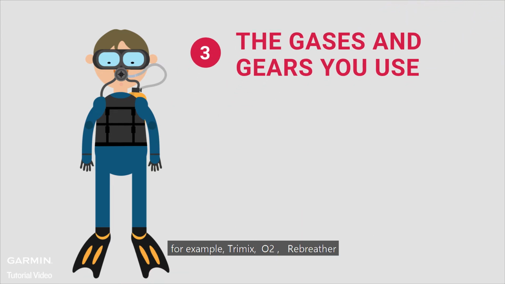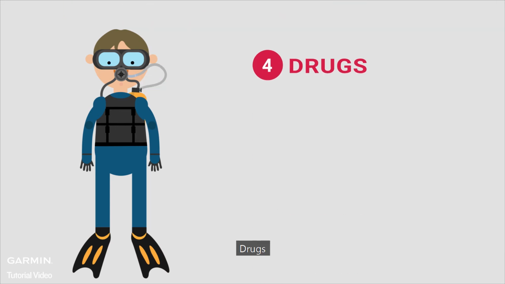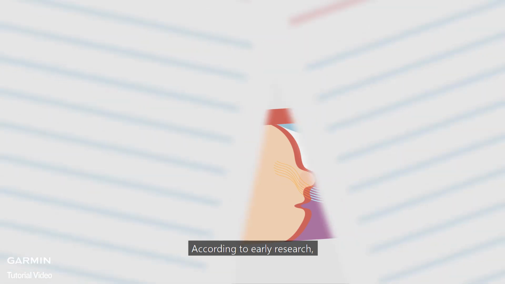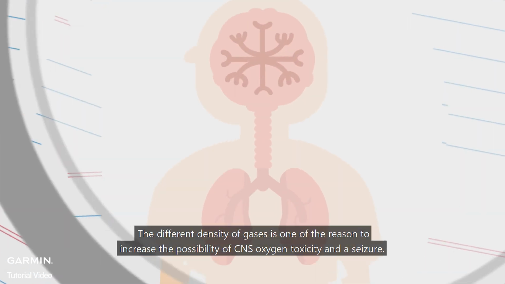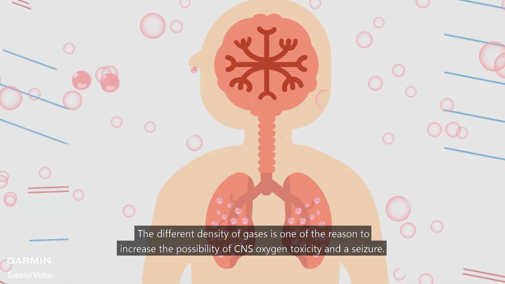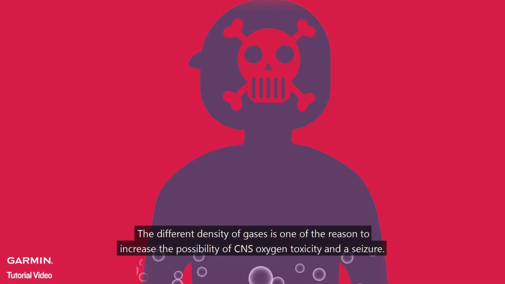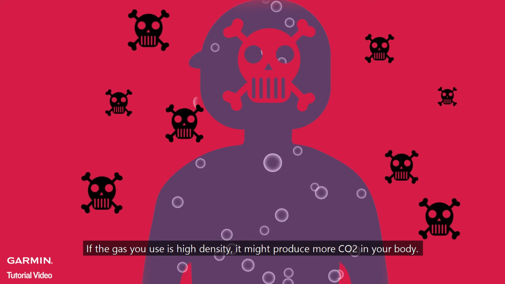For example, trimix, O2, rebreather. Number 4. Drugs. For example, pseudoephedrine. According to early research, you have to always be aware of your body reaction and your feeling when inhaling. The different density of gases is one of the reasons to increase the possibility of CNS oxygen toxicity and a seizure. If the gas you use is high density, it might produce more CO2 in your body.